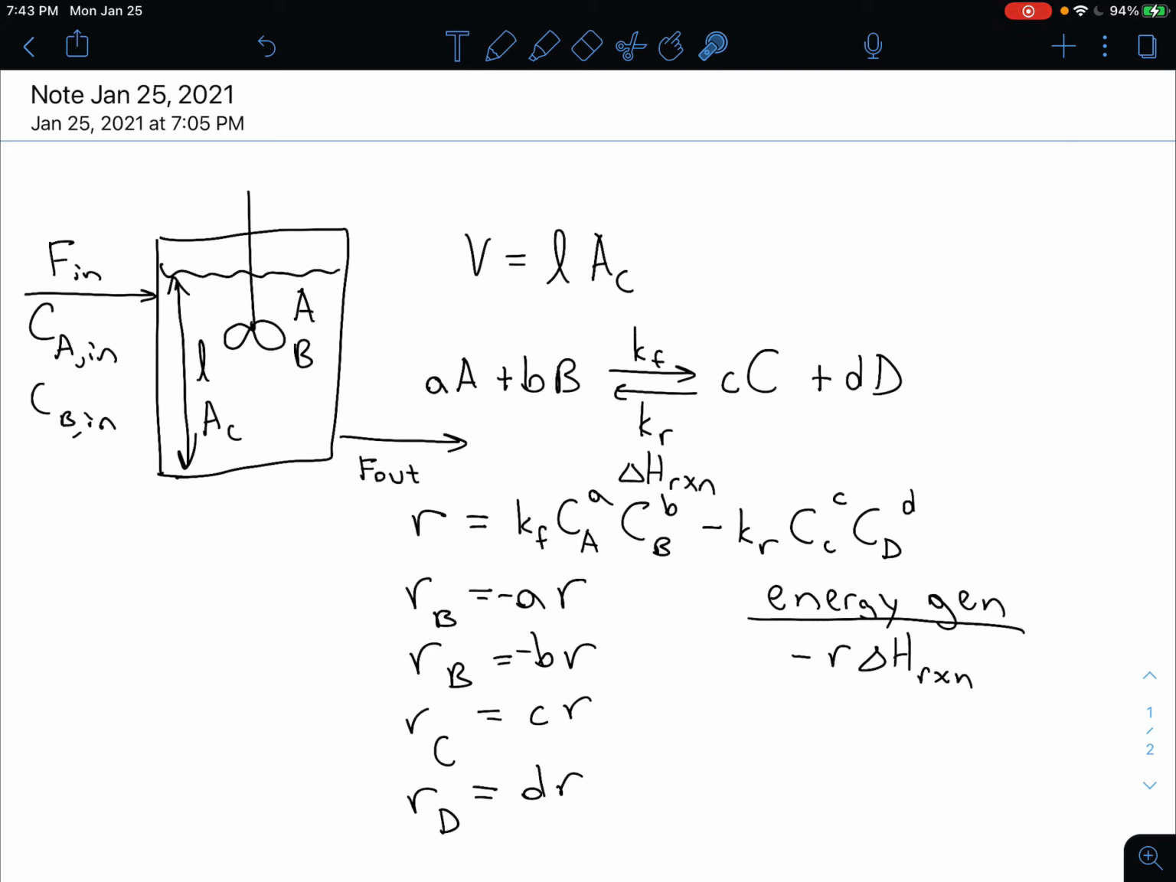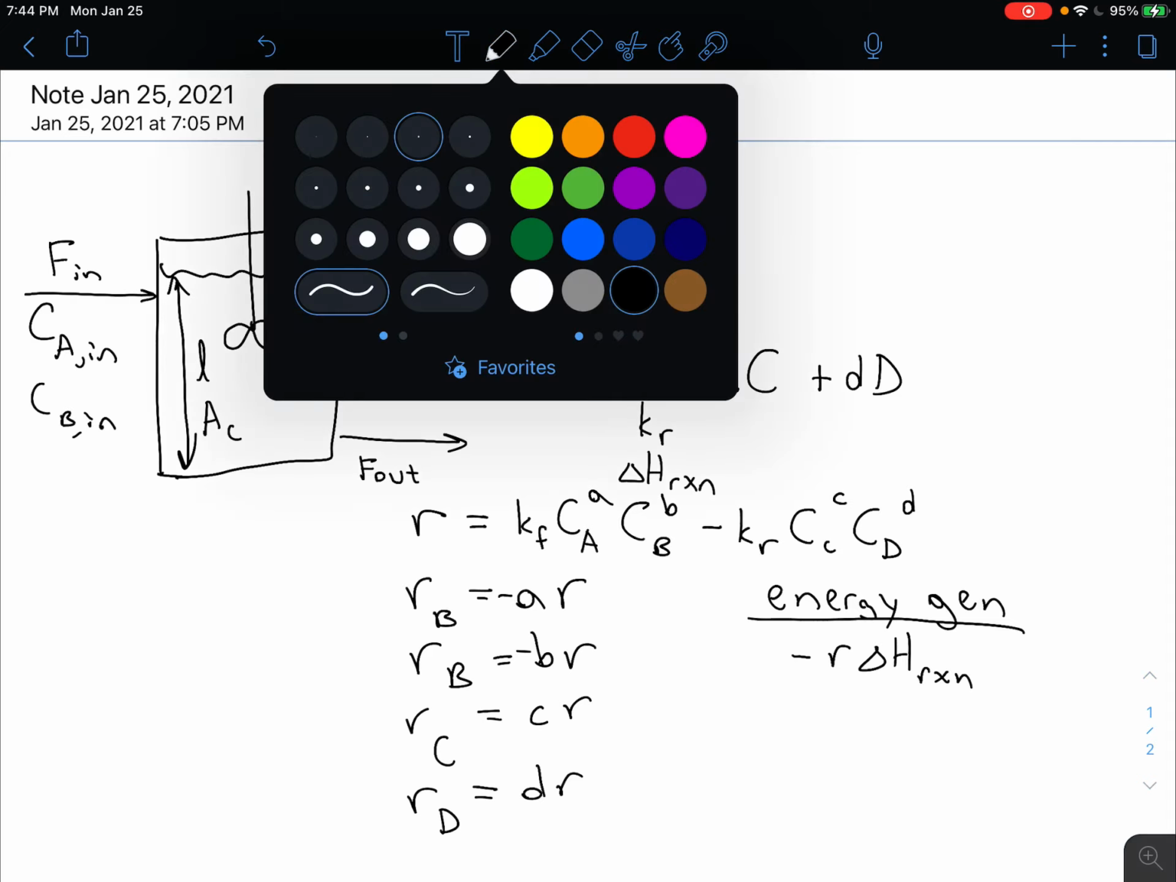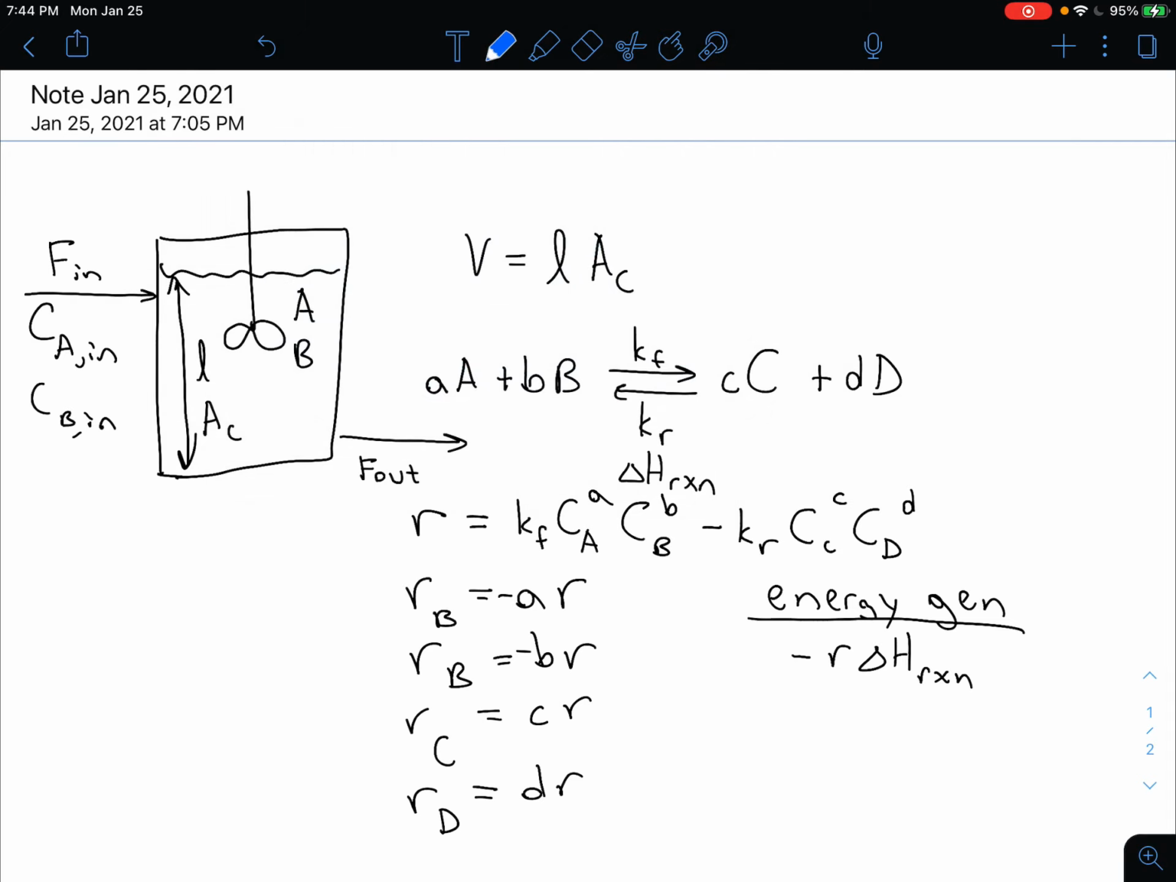Now, let's talk about one more thing that could happen before we actually go into modeling the tank or setting up differential equations. We could have energy exchanged, right? In fact, we should talk about energy.